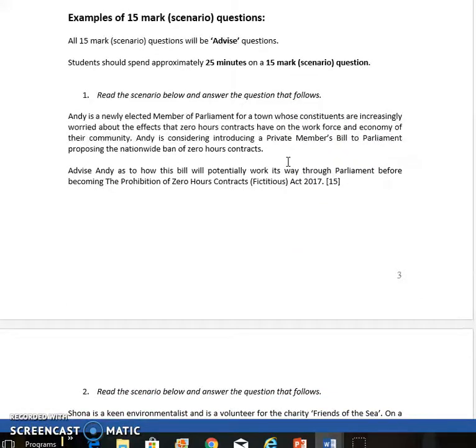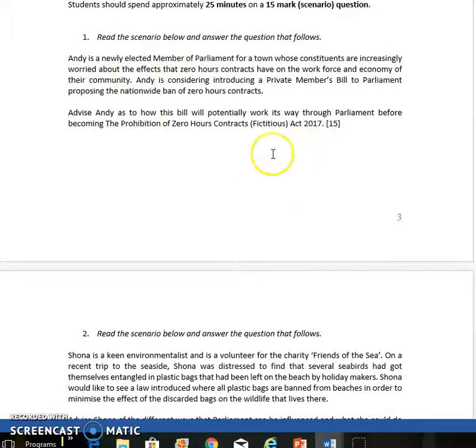So if we have a look at one, this is a possible question that you could get. You've got a character here, Andy, who's becoming concerned about 0-hour contracts, and he wants to introduce a private members bill. And then you're being asked to advise Andy as to how this bill will work its way through Parliament. So you've got to still know the legal rules in how an Act of Parliament is made, but you need to make sure that you are advising the character on the particular steps.